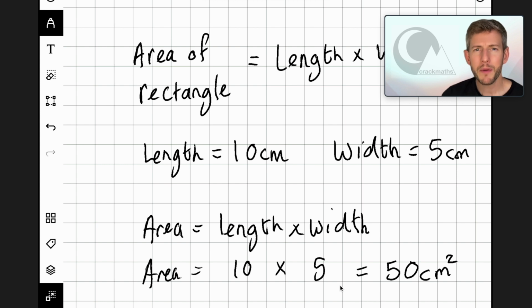Okay, now we've had a look at that, let's go over to Crack Maths to have a go at some of the scenario questions from the site.